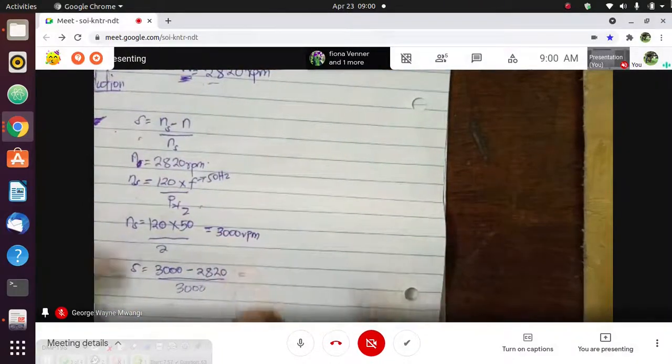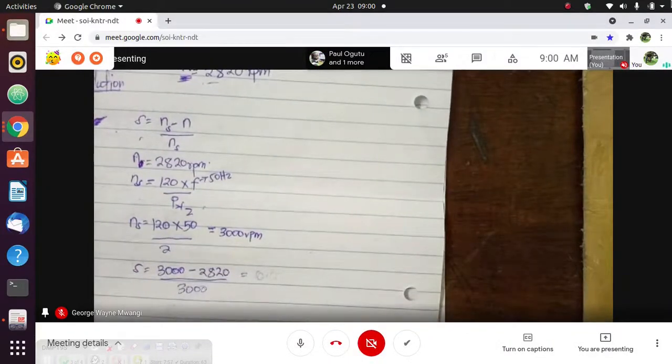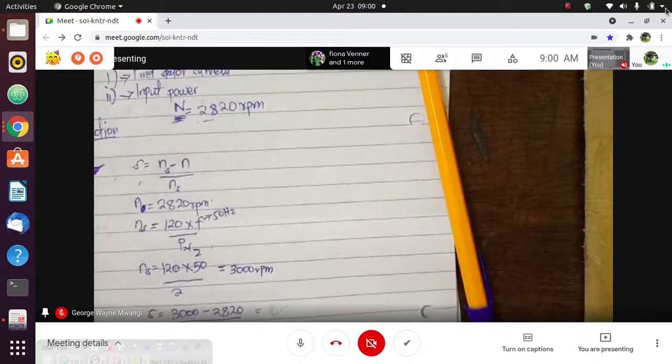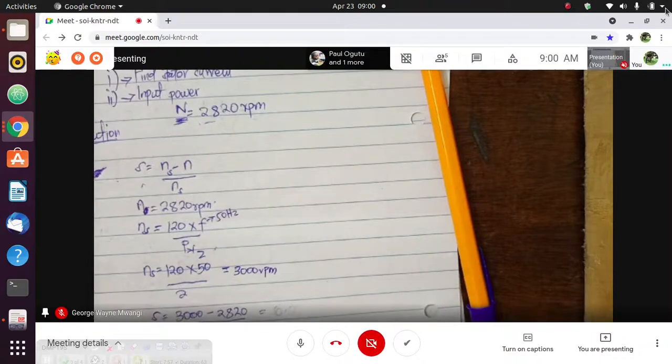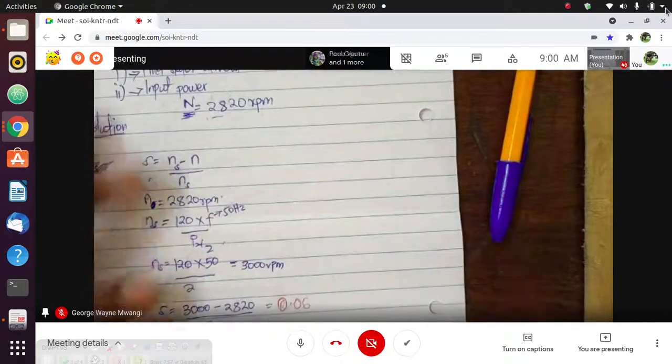Now the value of slip will therefore be 0.06. I am going to use a red biro, so I hope you don't mind. So the value of our slip will therefore be 0.06.